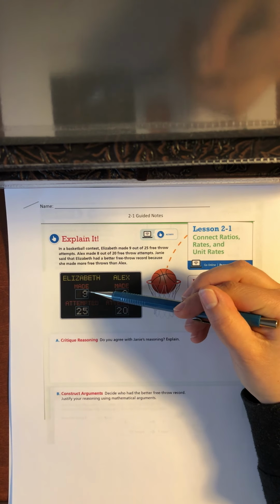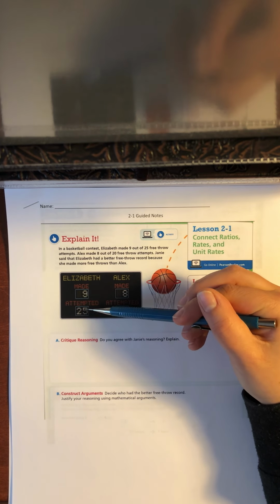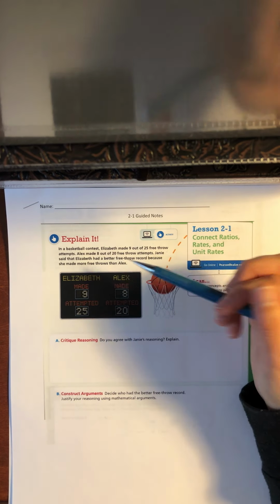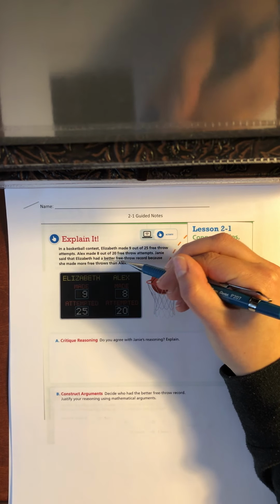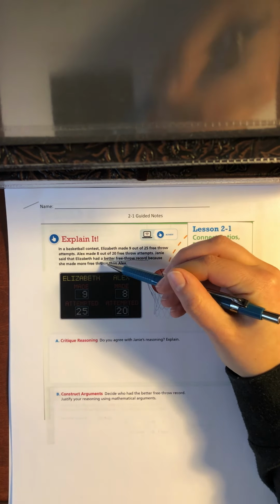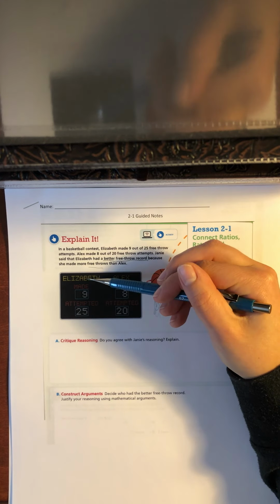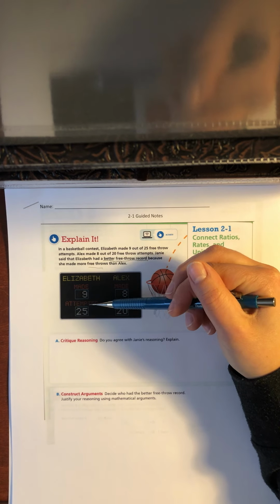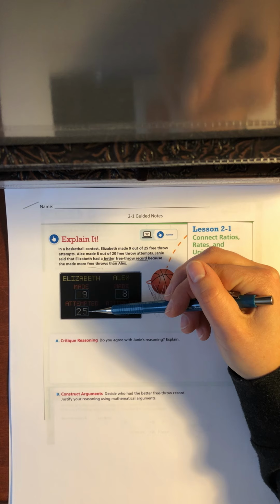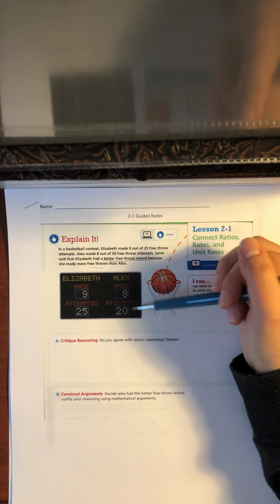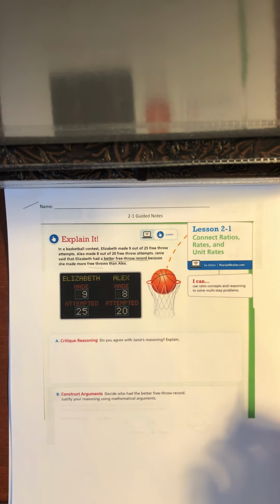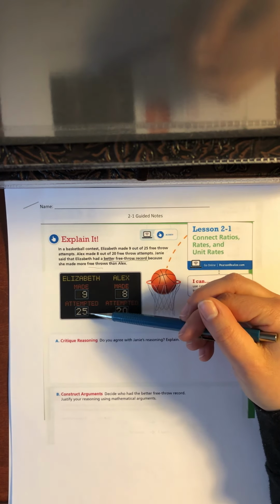So if we look at Elizabeth, she made 9 baskets out of 25 attempted, and then Alex made 8 out of 20 attempted. So what Janie is saying is that Elizabeth automatically has a better free throw record because she made more free throws than Alex. So Elizabeth made 9 and Alex made 8, but you have to consider the fact that Elizabeth attempted this 25 times and Alex only attempted it 20 times. So do you agree with Janie's reasoning? Explain. No, Janie's not correct because you can't just compare the number of baskets made because Elizabeth made more attempts.